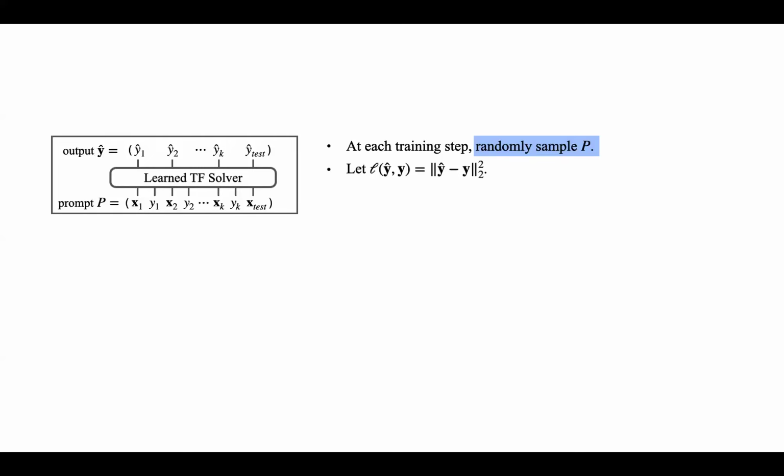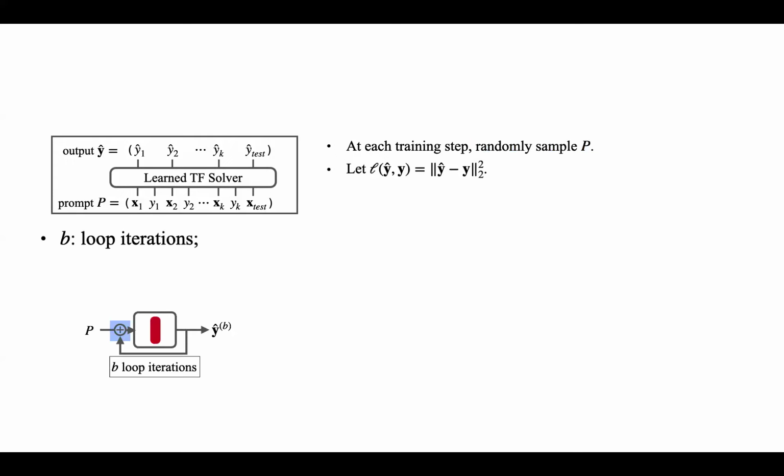And we will just denote the MSE error to be the MSE error between the predicted Y's and the true Y's. And as we mentioned, we have this loop transformer. We will denote the number of loop iterations as B. And also we have this additional word called residual connections here.